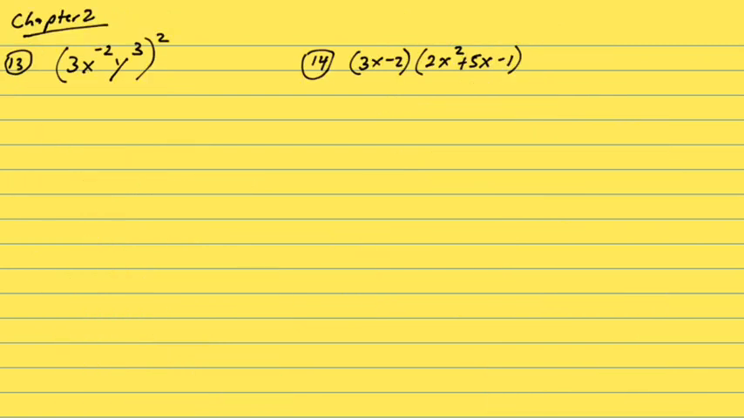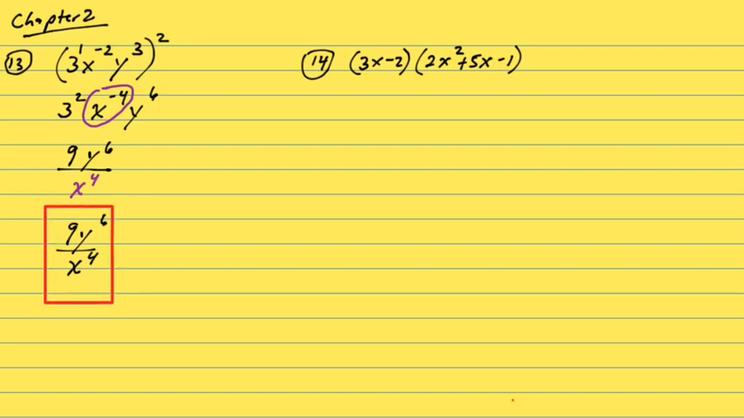Okay, on to 13. We want to apply the properties of exponents. Power to a power, you multiply. So the power of 1 times 2 is 2. I think this multiplies to give you -4 and y to the 6. 3 to the second is 9, y to the 6. Do you see a negative exponent? That just goes to the other side of the fraction and becomes a positive exponent. So this would simplify to something along these lines.